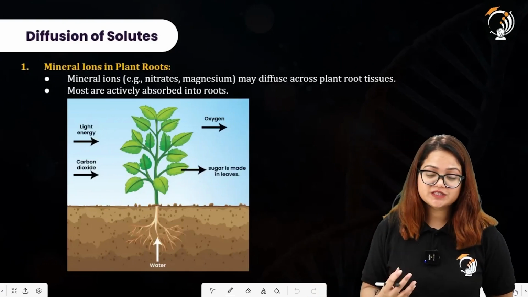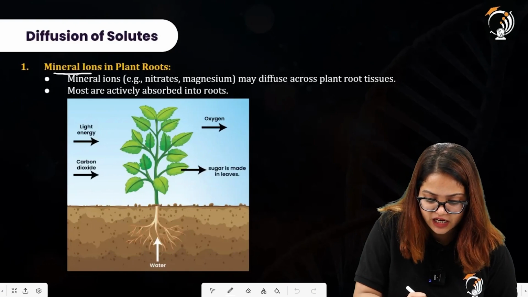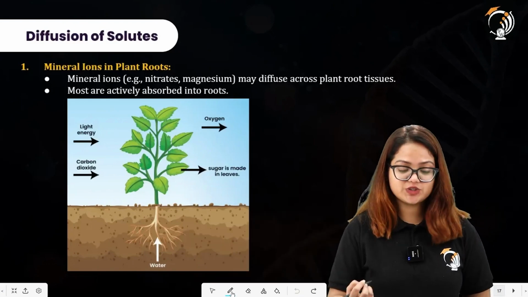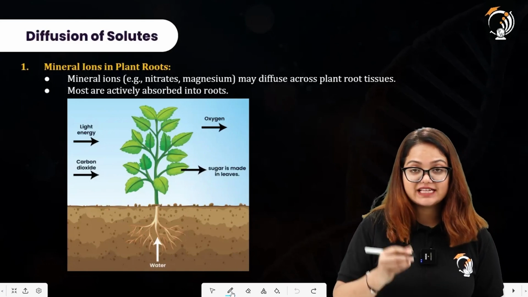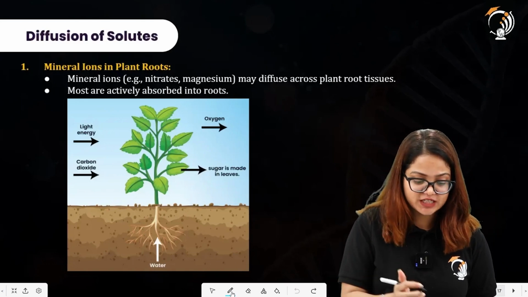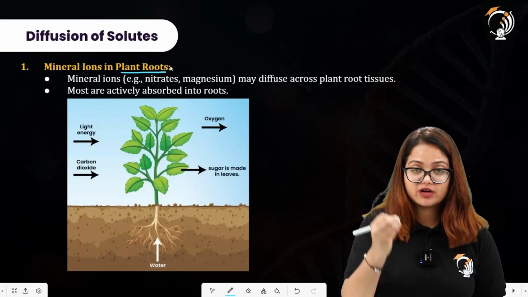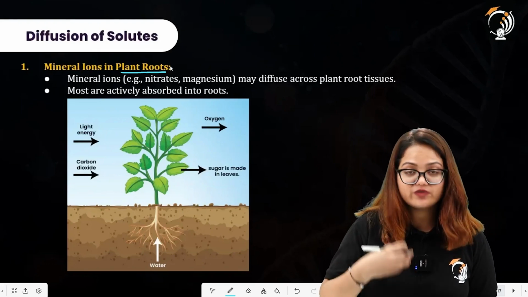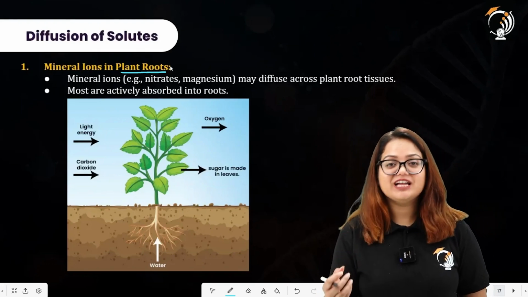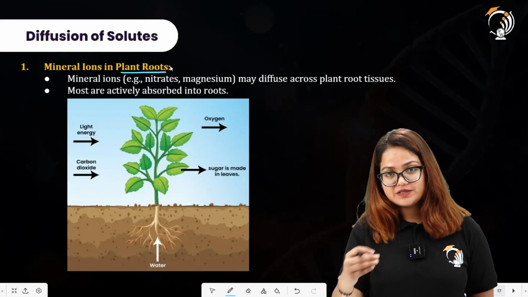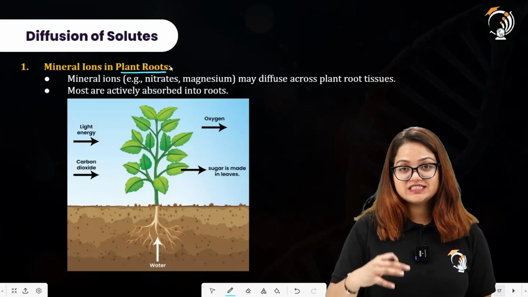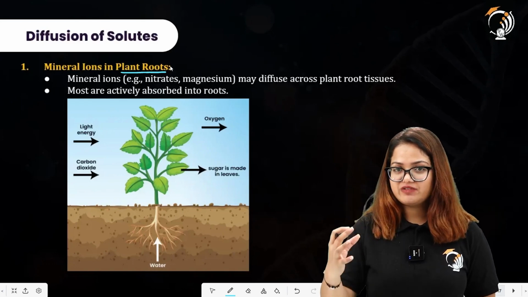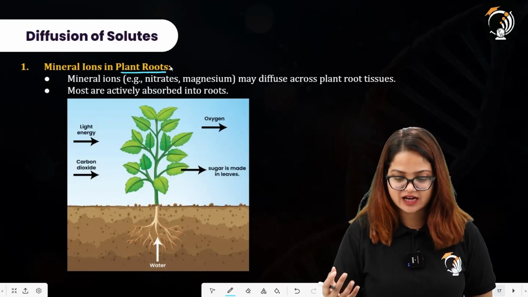How does diffusion of solutes occur? Mineral ions are also required by the plants to carry out their functions, and these mineral ions are absorbed by the roots. Mineral ions in the plant roots follow the process of diffusion and also the active pathway, and we will discuss in a later session of this class how active transport of ions takes place. Let me just give you a brief about how this transport of mineral ions occurs.